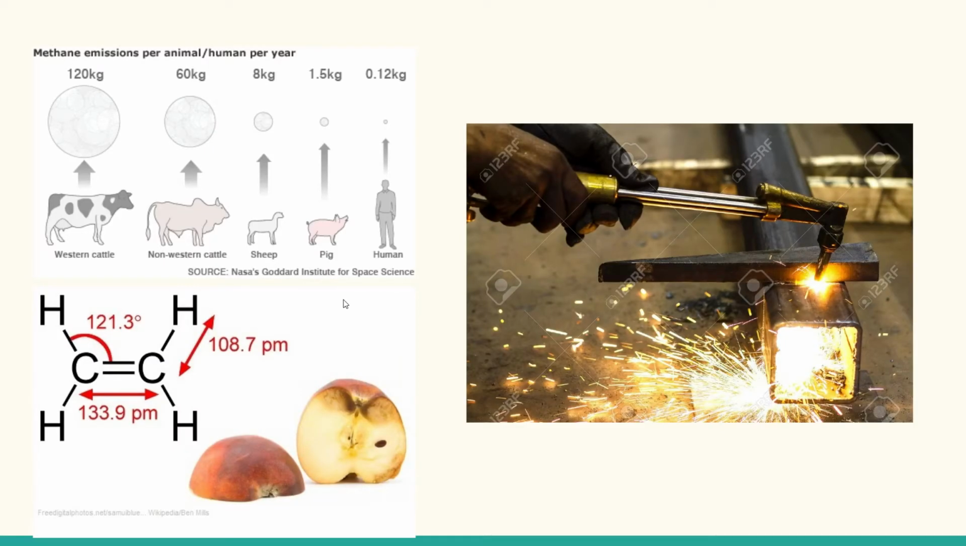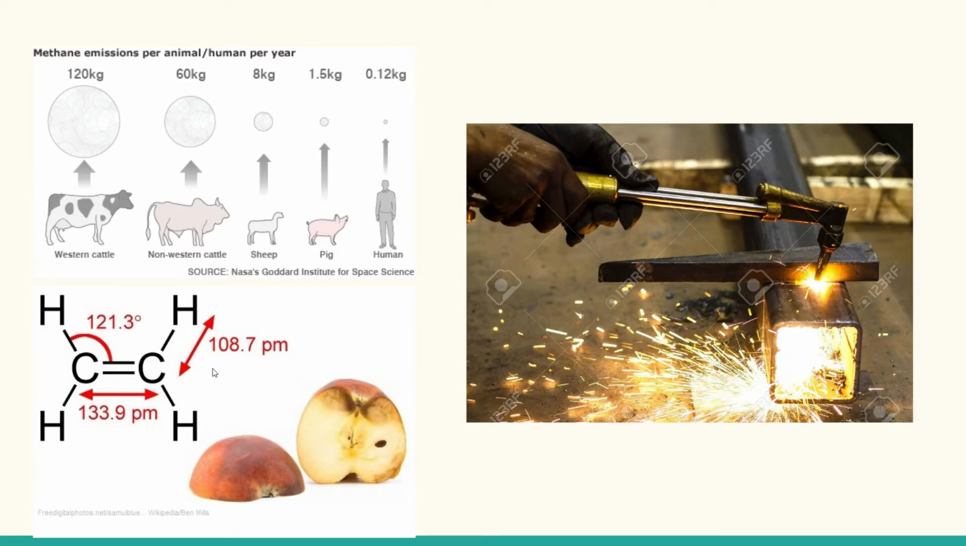Here are a couple of examples of carbon compounds. On the top we have methane, which you've heard comes from farts, which is true. Per year, cattle will release about 120 kilograms of methane into the air, whereas you will probably release 0.12 kilograms of methane per year. Some of you might be higher if you're a gassy person, but on average people give 0.12 kilograms of carbon to the atmosphere every year.